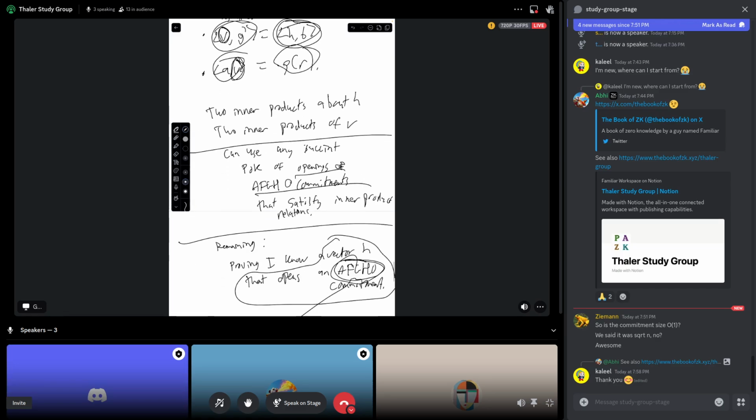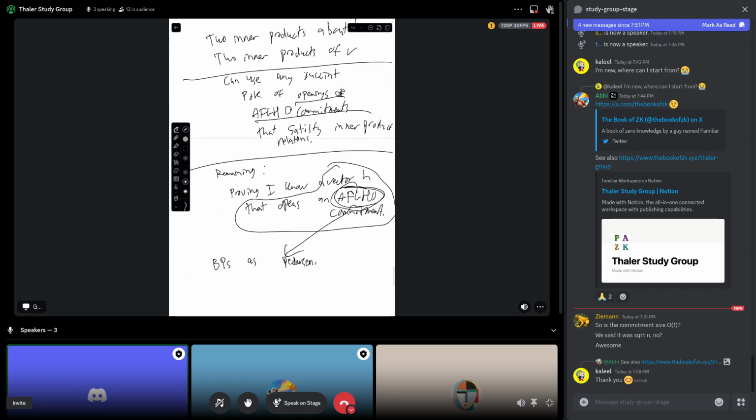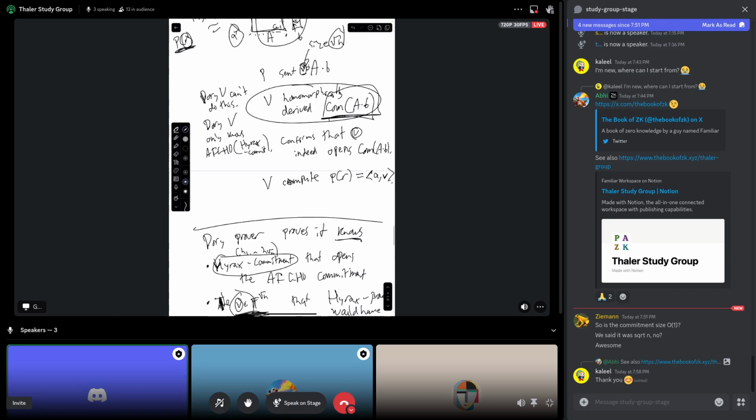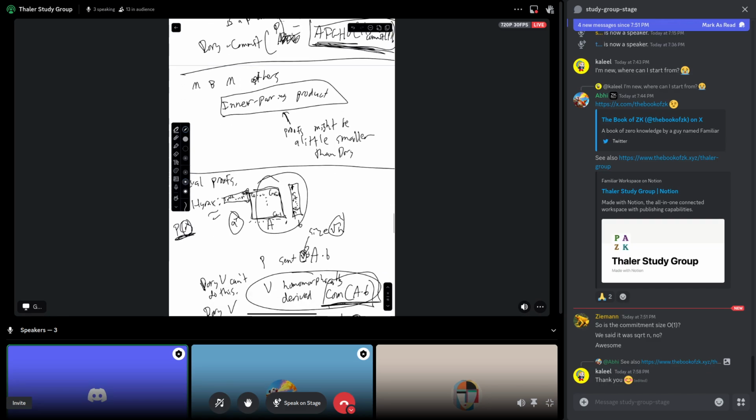So yeah. And what is the benefit of going through this Hyrax route? The commitment key is of size root n, not n, because we can use the same commitment key. This is coming from Hyrax. You commit to columns. Each column has size root n.